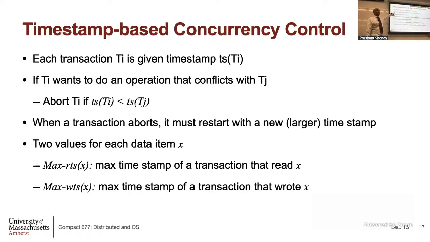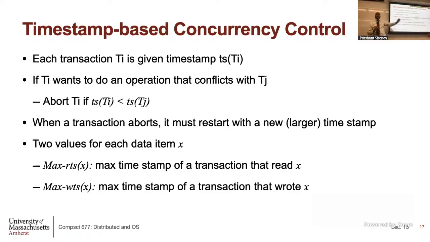Okay? Now, if transaction Ti wants to perform an operation that conflicts with transaction Tj, and we'll define what conflict means, then you will abort Ti if it has an earlier timestamp, because you'll say a later transaction already modified that data item. So this transaction needs to abort and restart. Because you started and someone else has come and made some changes after this transaction started, you abort the earlier transaction. Okay? So that's our rule.